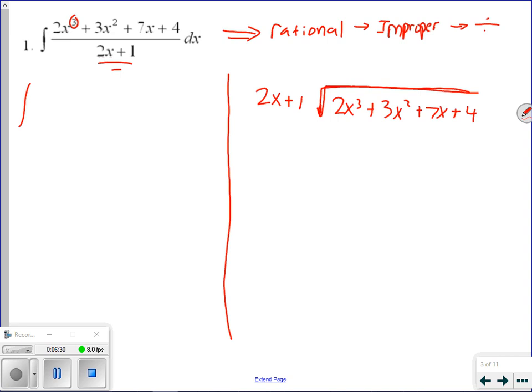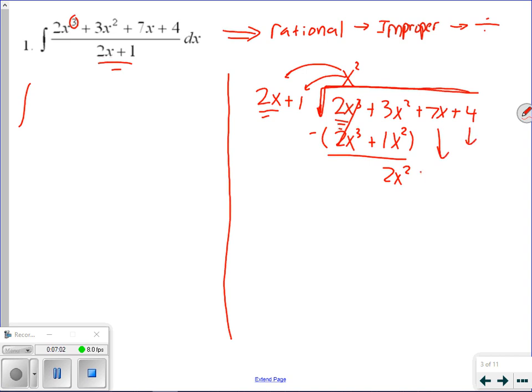So what are you going to multiply 2x by to give you 2x cubed? That would be x squared. Okay. So then remember we multiplied 2x by x squared and 1 by x squared and line everything up. So 2x times x squared should give you 2x cubed. Those numbers will always be the same. And then x squared times 1 is just x squared, and we subtract. Okay. 2x cubes cancel, and then 3x squared minus 1x squared is 2x squared. Okay. And you bring the remaining terms down.